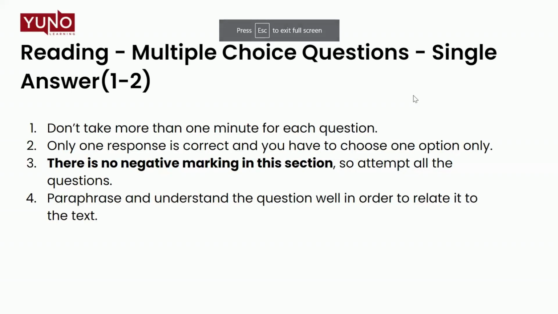The next is multiple choice questions, single answer. You can expect 1 to 2 questions of this kind. Now, don't take more than 1 minute for each question. Only one response is correct, and you have to choose one option only. So there's no negative marking in this section. Attempt all the questions. Paraphrase and understand the question well in order to relate it to the text. But be quick. Just answer it fast and move on to the next one.